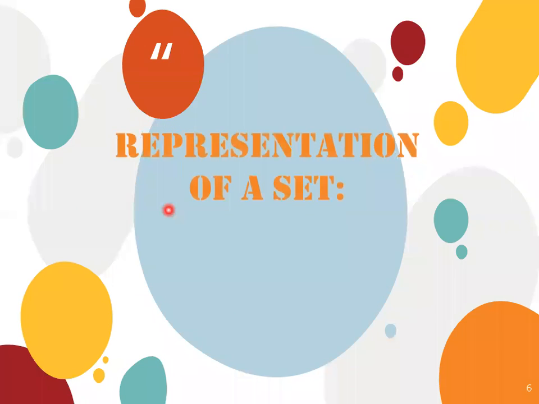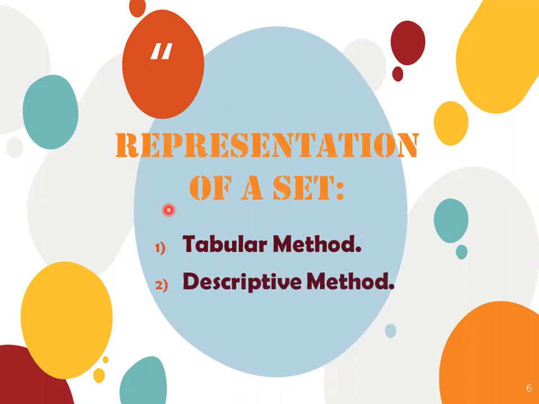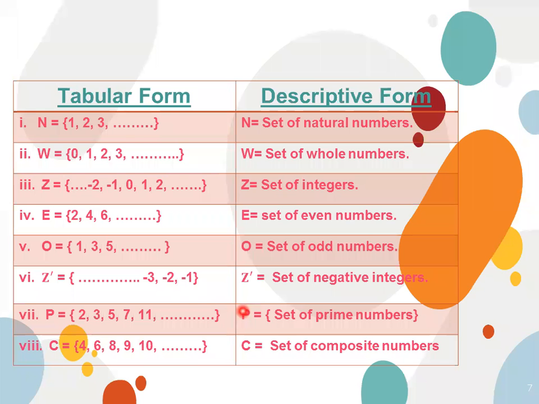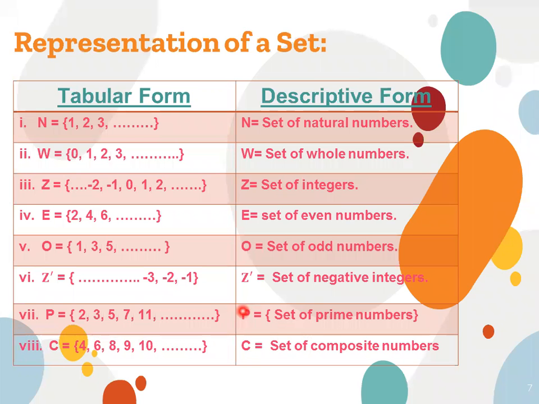Now, representation of a set means how will you represent a set? There are two ways to write a set. Number one is tabular method, and number two is descriptive method. So in the coming slide, I'm going to compare what are tabular and what are descriptive methods. This is the representation of a set. As you can see here, this is the tabular form and this is the descriptive form.